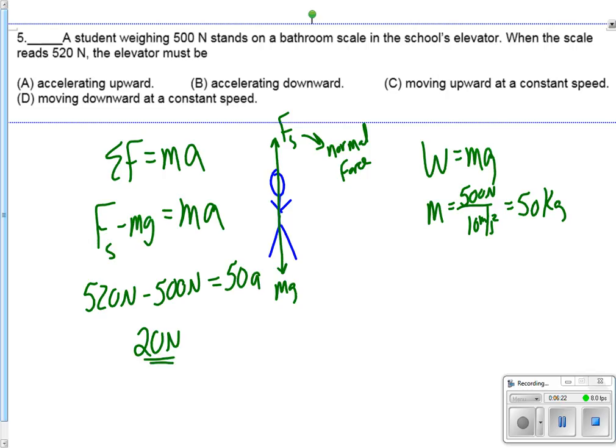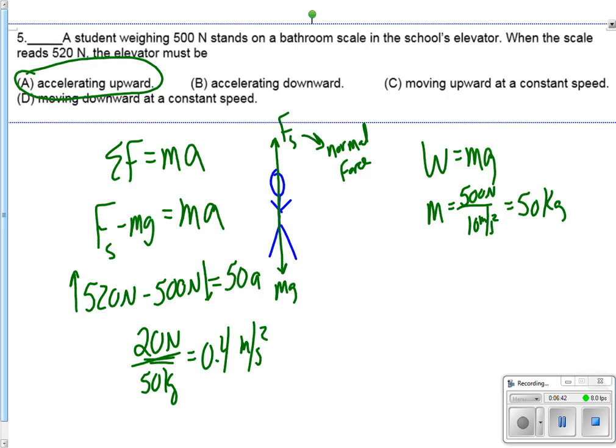If there's more upward force than there is downward force, then the object must be accelerating upward. I actually have enough information here to solve that. 20 newtons of net force over 50 kilograms of mass equals 0.4 meters per second squared. Positive, right? It's a positive value, so accelerating upward.